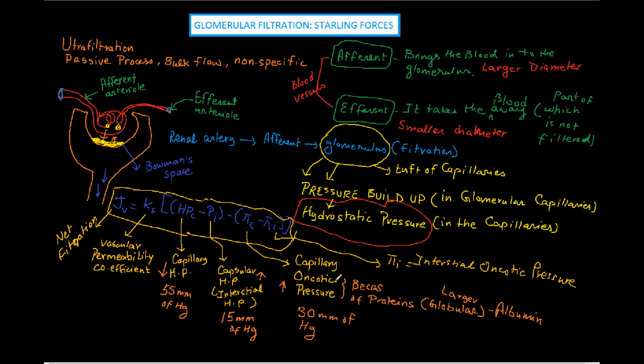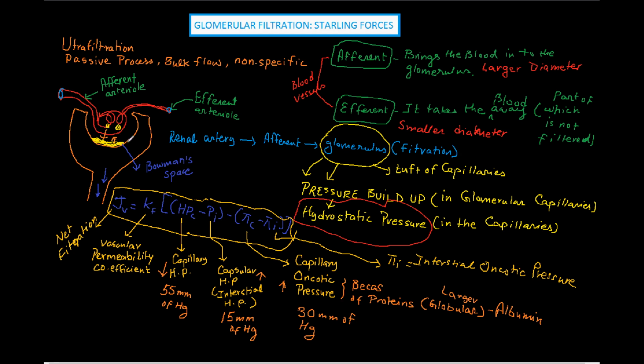Okay. Now the last pressure is interstitial oncotic pressure. Since normally there are no proteins in the filtrate, in the Bowman space, there is no buildup of any kind of oncotic pressure. Say if the kidney or the nephron is not working properly, then there will be a lot of proteins in the filtrate. Then there would be a buildup of oncotic pressure in the interstitial space, or you can say the Bowman's space.